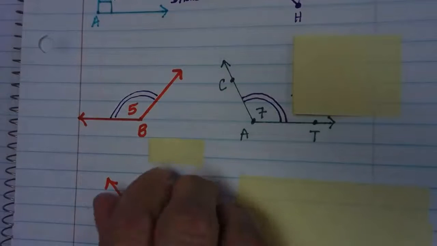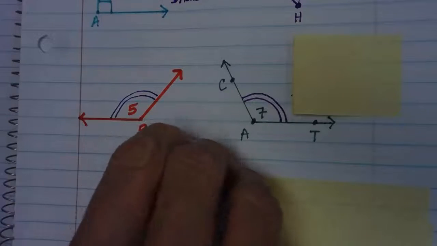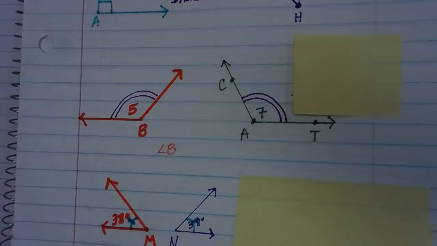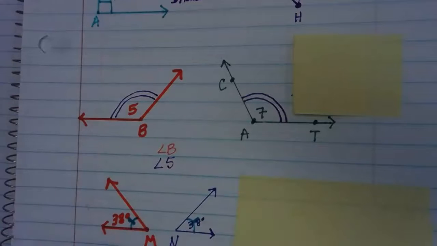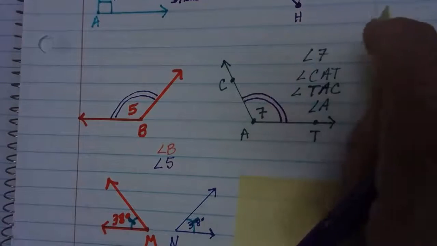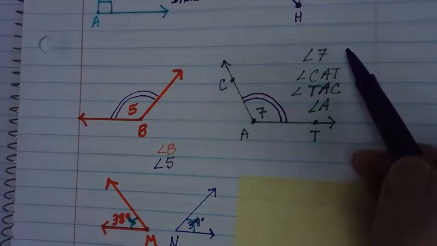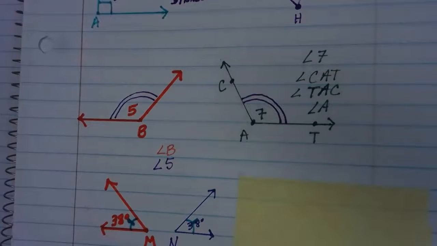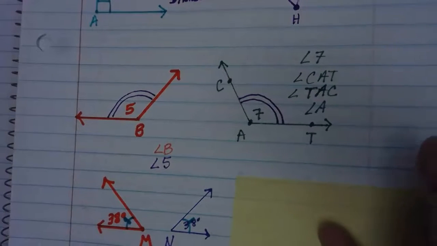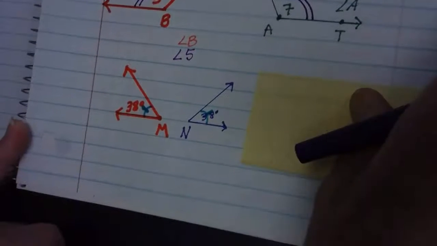Now that you're back, let's see how you did on this angle. This could be called angle B or angle 5. And the one on the right could be angle 7, angle CAT, angle TAC, or angle A. We have one more example down here.